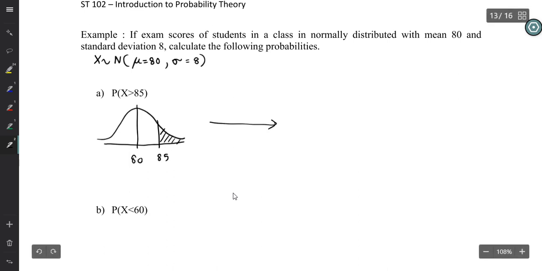Now how do you do it? First you have to standardize, otherwise you can't read the standard normal table. First you standardize. You find the Z score, x minus mu over sigma. So what is the Z score? Our x is 85, subtract the mean 80, divide by the standard deviation 8. So you get 5 over 8.